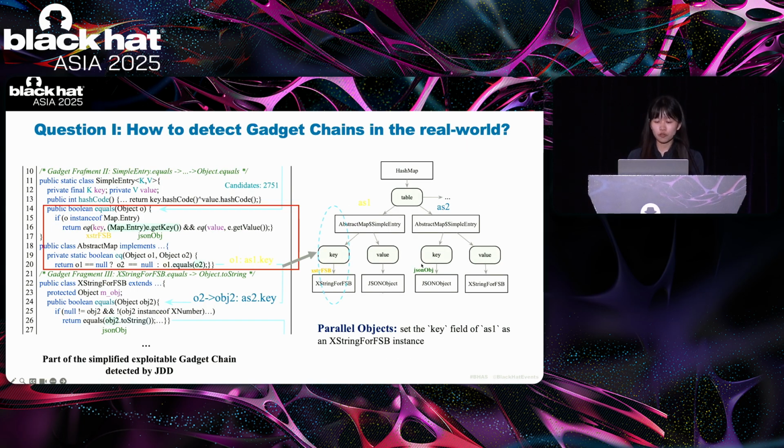Now we'll continue to follow the attack path. At line 16, the program will pass the key field of S1 and S2 into the eq method and invoke the equals method of the key field in S1. So if we further assign the key field as an XString or FSB object, we can further induce the program to jump to fragment 3 here.